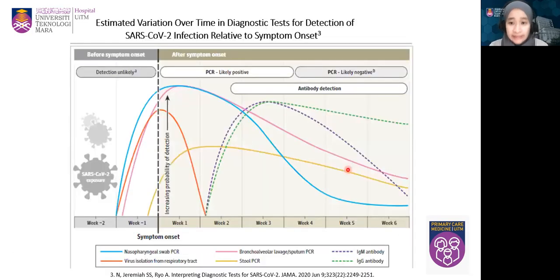Okay. And similarly, this is a graph to tell us about when is the best time for the PCR to be conducted, and when is it that it will never detect the infection. Okay, so before someone develop the symptoms, it's very unlikely that RT-PCR will detect anything. So even if this person has been in contact with someone who is COVID-19 positive, or has been in an outbreak, or been exposed in a cluster, if they still have no symptoms, it's very unlikely that the test will detect. Okay.